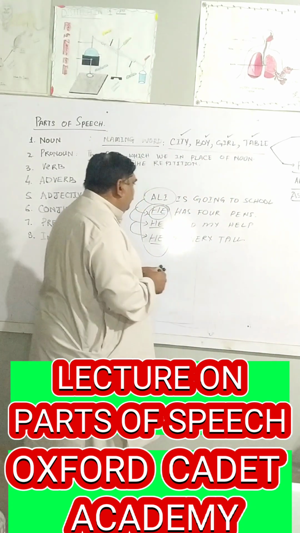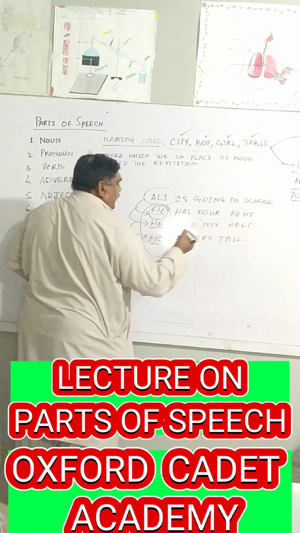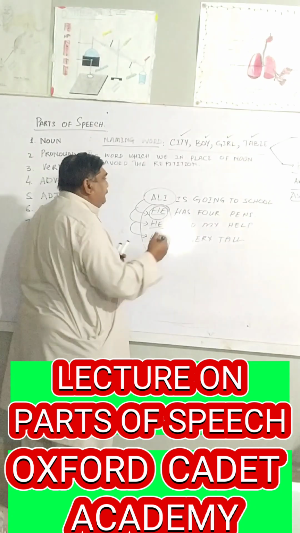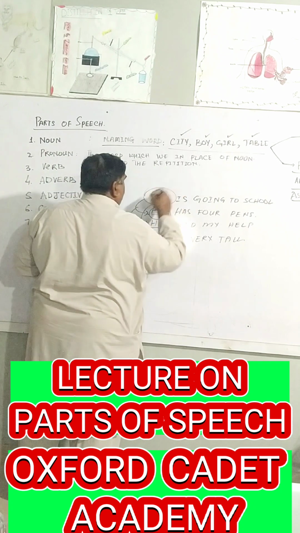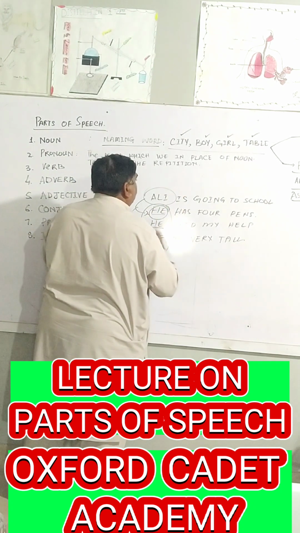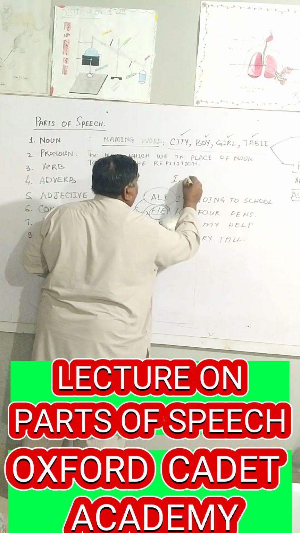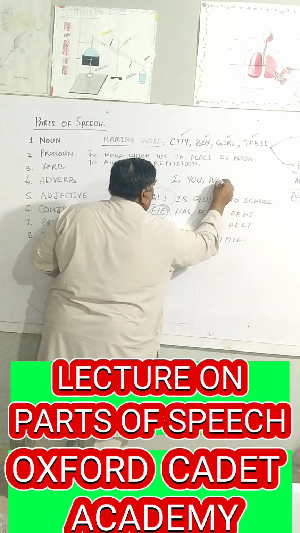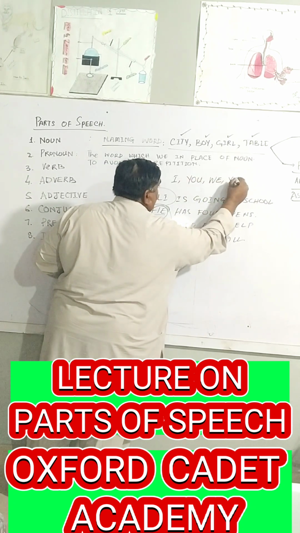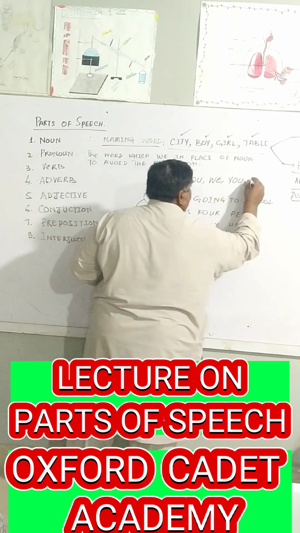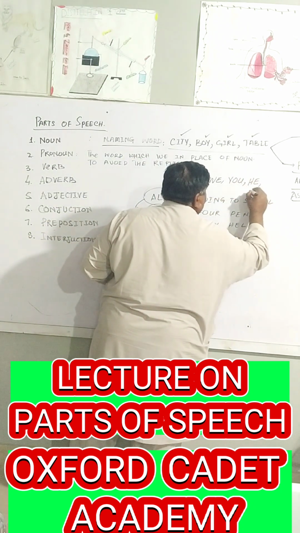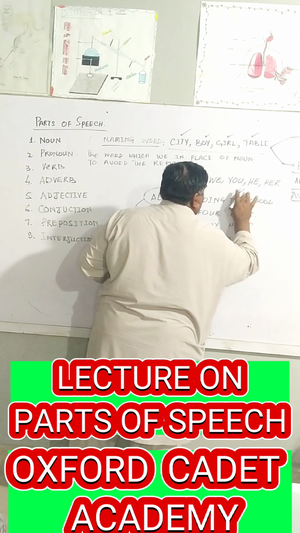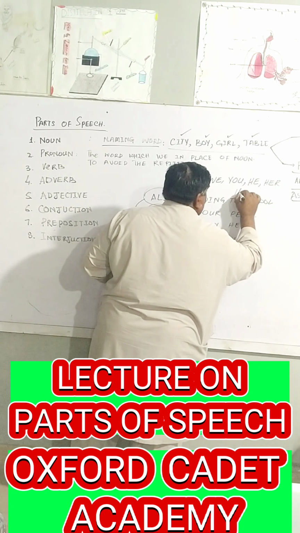So these are the pronouns. I am writing over here the pronouns which we use in our daily practice. Number one is I. Number two is you. Number three is we. Number four is again you. Number five is he. Number six is her. Number seven is they.